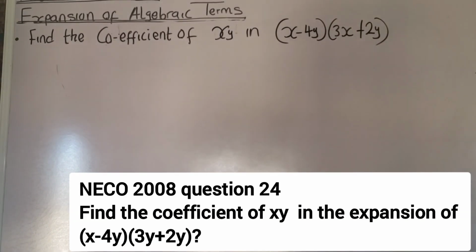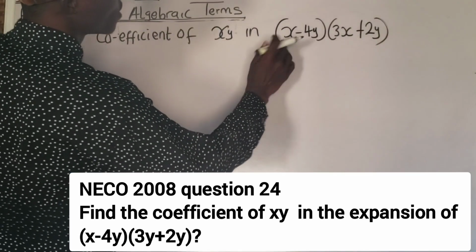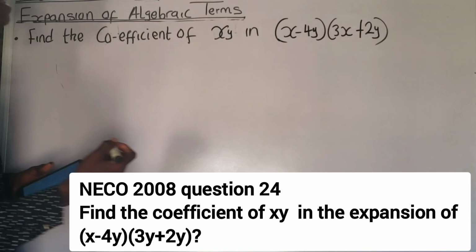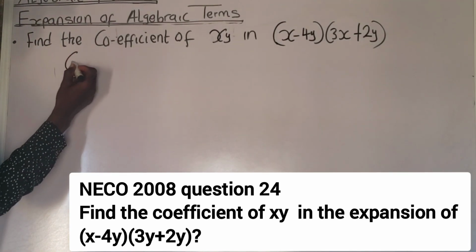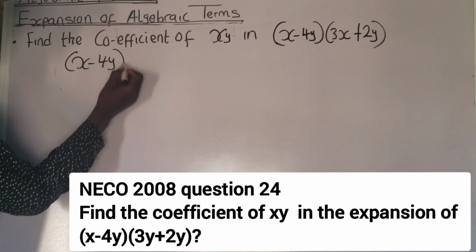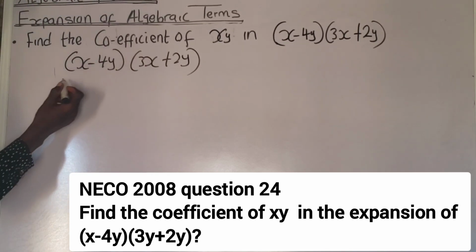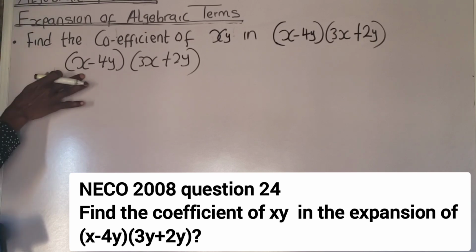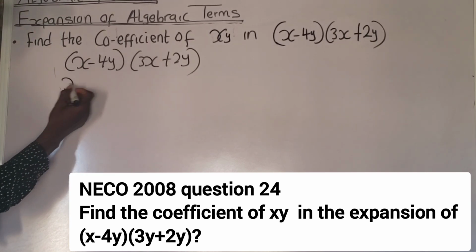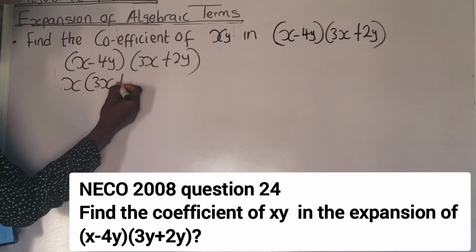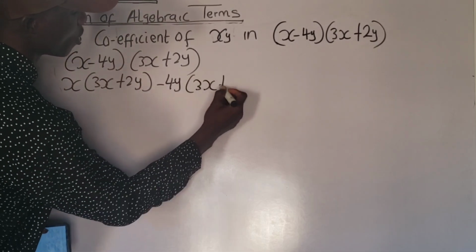Okay, the next question, we are asked to find the coefficient of xy in the expansion of (x minus 4y) and (3x plus 2y). Please, I want you to pay attention, okay? For this, I'm going to have x minus 4y and 3x plus 2y. For the first term here, we multiply all the terms in this second bracket. So I'm going to have x into bracket 3x plus 2y, negative 4y into bracket 3x plus 2y.